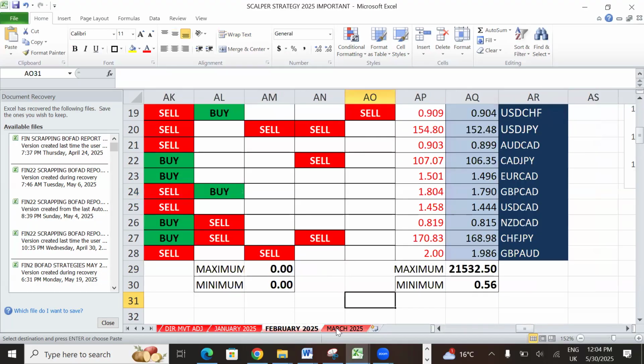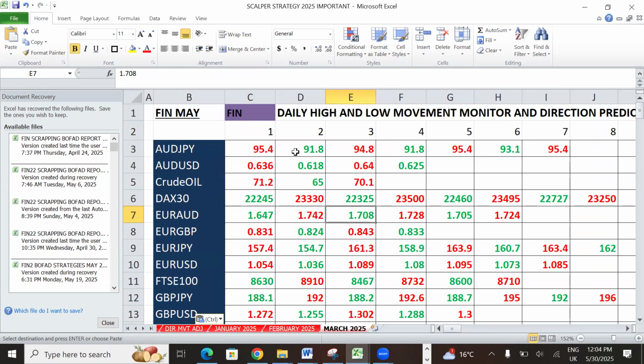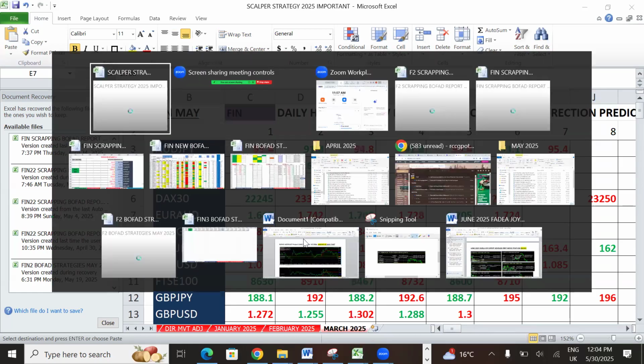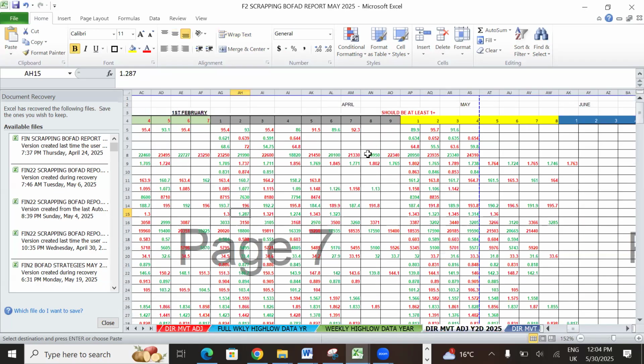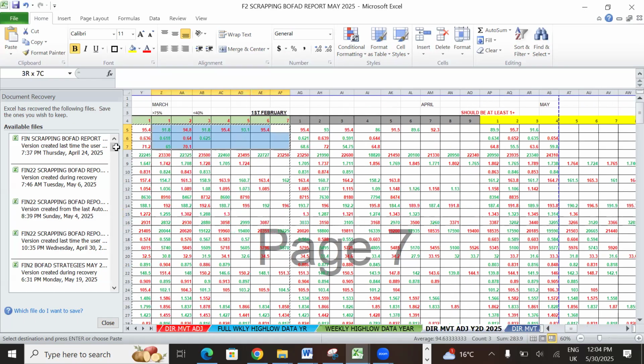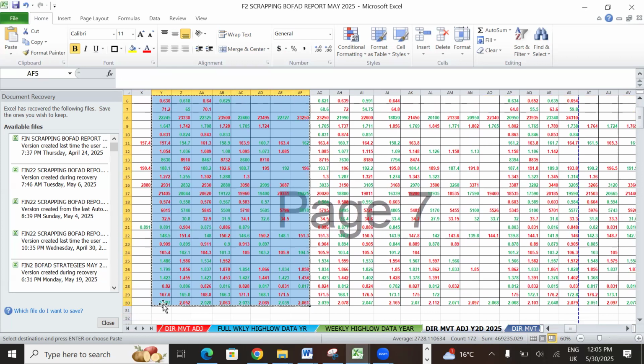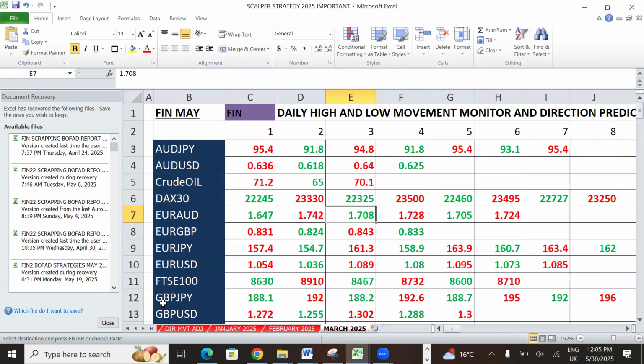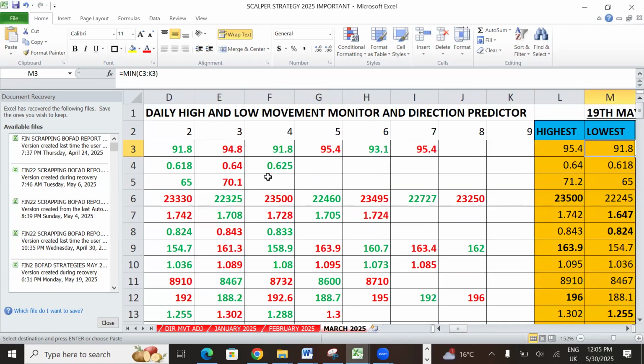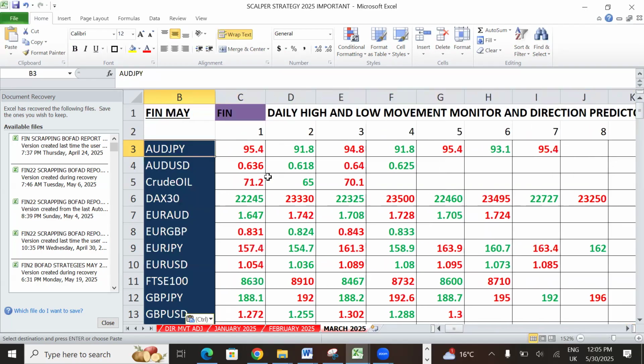So all I just need to do is I want to test this. So this is match. So all I just did now is I went to match, as you can see here. So I copied the whole of match. You see, I copied the whole of match. I want to paste it here. So that's what I did. So we can see the market moved 95.4 to 91.8.